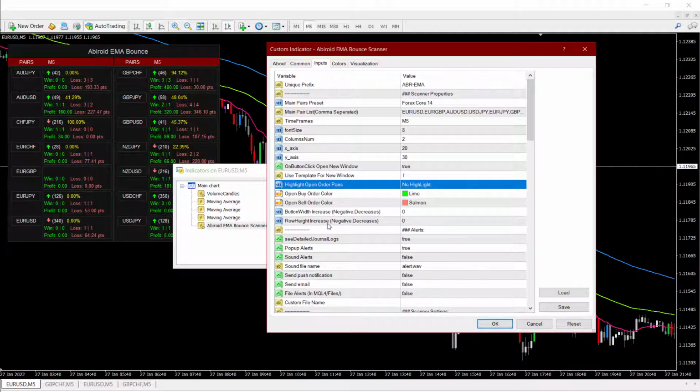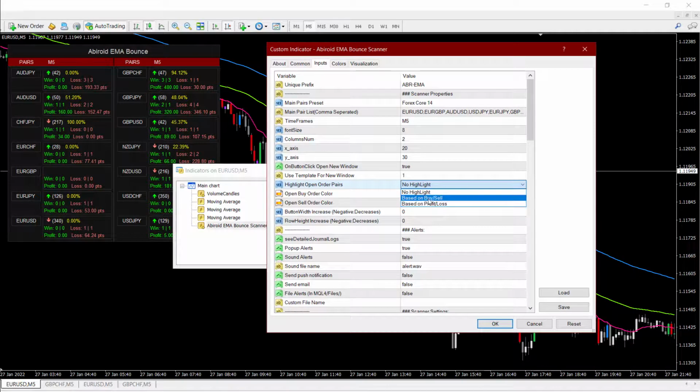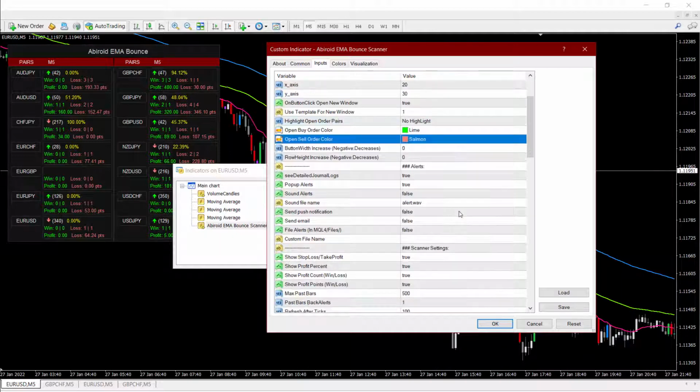And these values are for if you have currently ongoing trades, then you can highlight the open order based on buy and sell. In that case, suppose if you have a buy on EURUSD, then it will turn this green, sell will be red, of these colors. And if you have based on profit, in that case, if a pair is currently profiting, it will turn green. Otherwise, it will turn this salmon color.